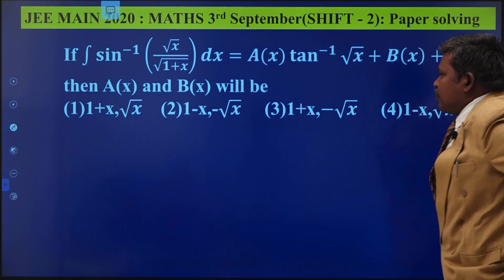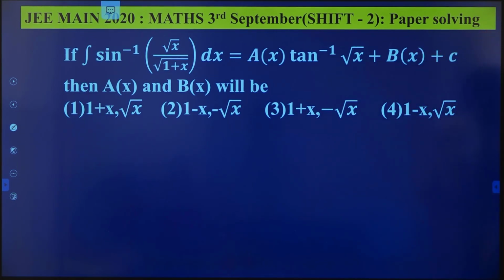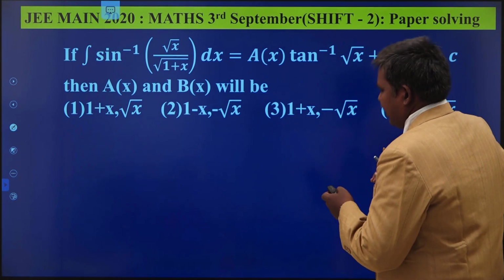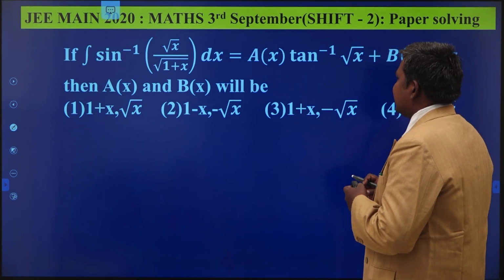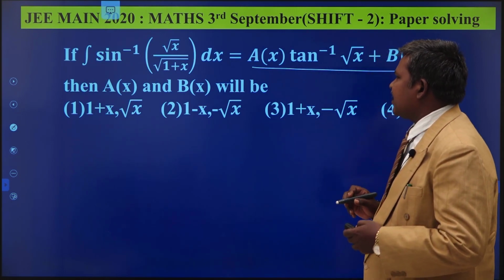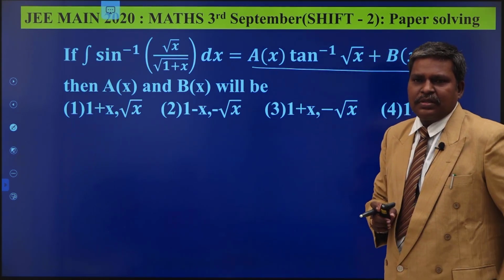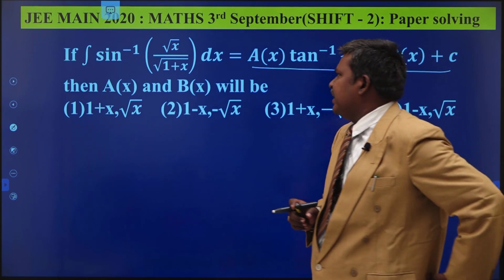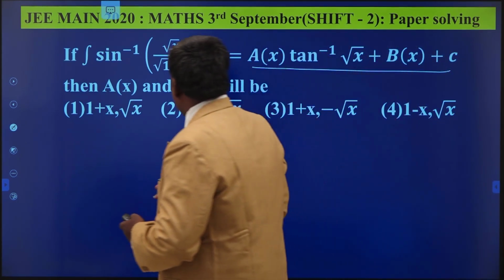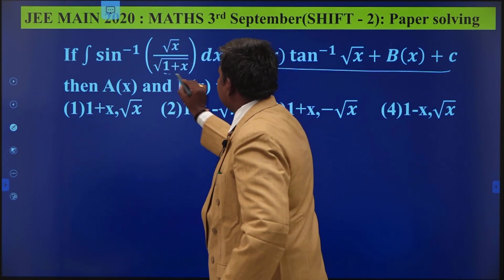So this is the next question. If the integral of sine inverse of root x by root of 1 plus x dx is equal to this one, then what are a of x and b of x? This is a question related to integration. See here, sine inverse of root x by root of 1 plus x is there.